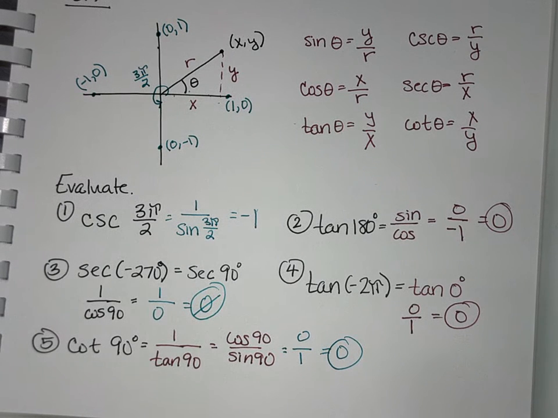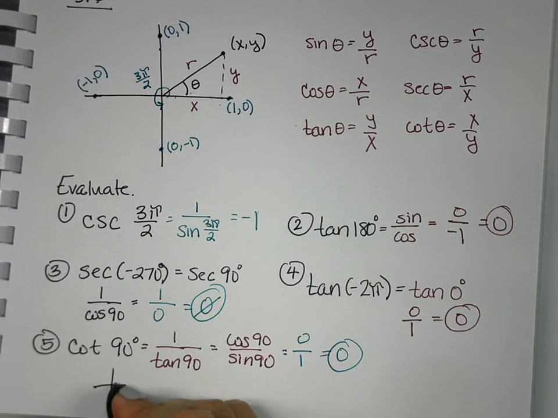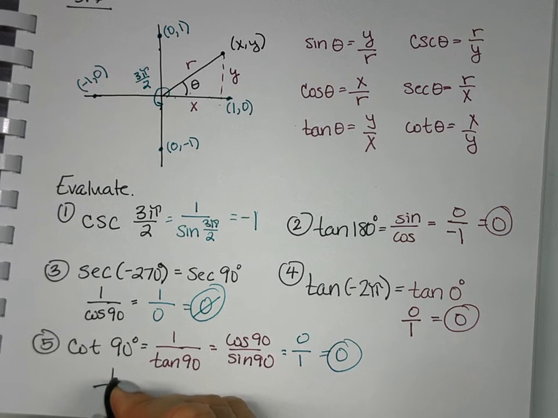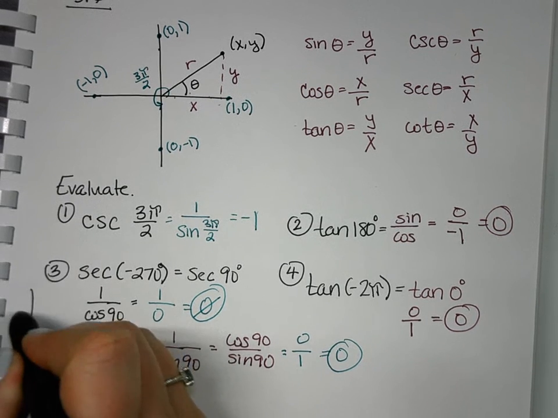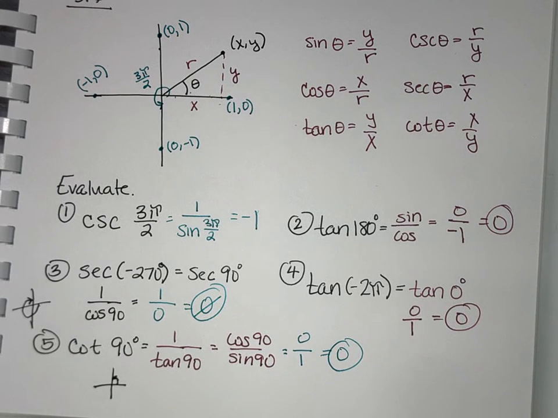So when I was doing these, I didn't redraw this picture every single time. Sometimes it might be helpful to draw a little coordinate here and go, okay, cotangent of 90, that's here, or secant of -270, that's here. That way you can remember how you got these equivalent values. It's a helpful tool just to draw it and to be able to see it.